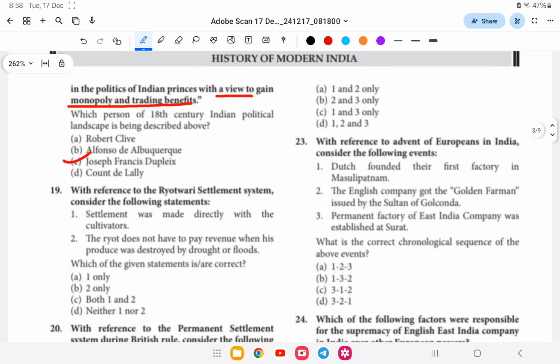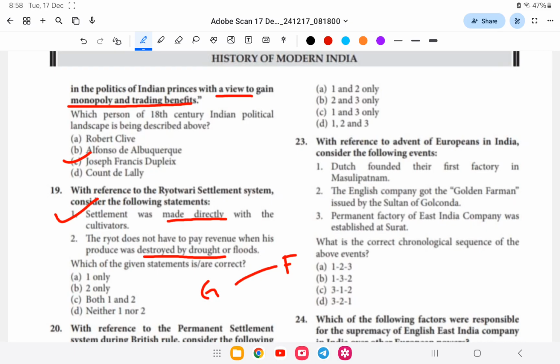Question number 19. With reference to the ryotwari settlement system, consider the following statement. Ryotwari system: settlement was made directly with the cultivators, and ryots do not have to pay any revenue when its produce was destroyed by droughts or floods. We know that the ryotwari system was started by Munro and Alexander Read. In the ryotwari system the government has a direct link with the ryots, that is the farmers, without any middleman. So one is correct.